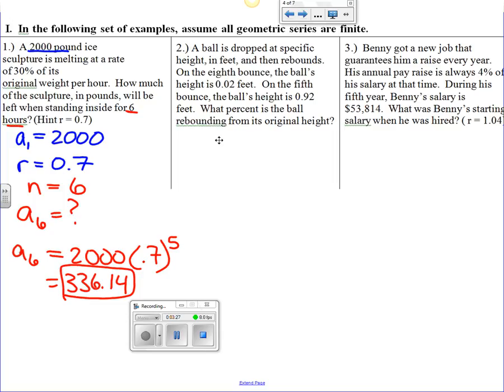Okay. Number 2, a ball is dropped at a specific height in feet and then rebounds. On the 8th bounce, the ball's height is 0.02 feet. On the 5th bounce, the ball's height is 0.92 feet. What percent is the ball rebounding from its original height? Okay, Denise, what's one thing you know? Excellent. She got that from here. The 8th bounce is 0.02. Great job.